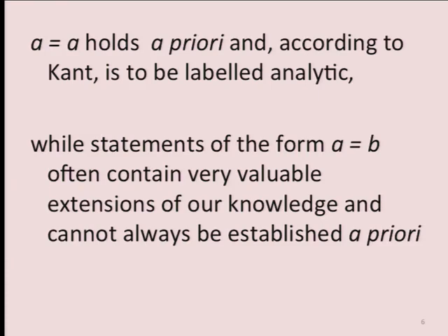So Clark is Clark is a priori and analytic. Whereas statements of the form A is B, where these are two different names, often contain very valuable extensions of our knowledge and cannot always be established a priori. So Clark is Superman is a fine example. This is really the basis of what goes on in Frege, so it's good to get this rock solid, what this distinction is.